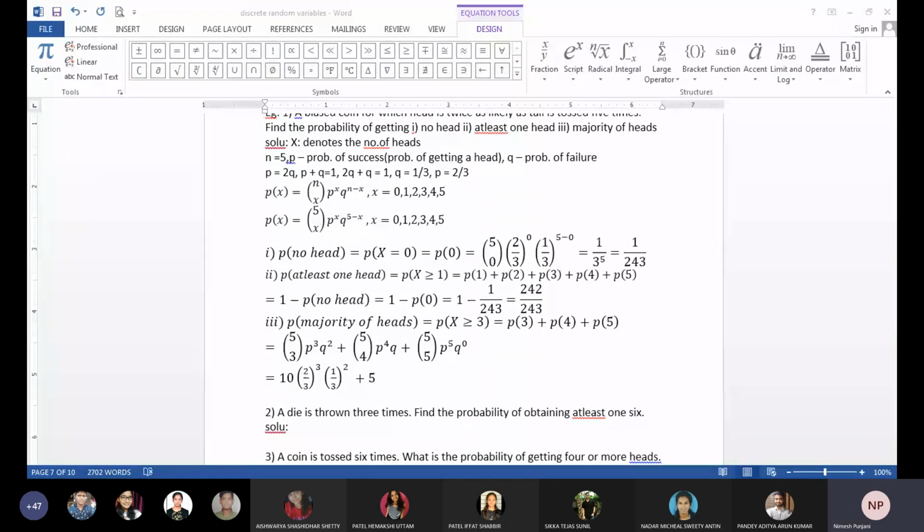Okay, p raised to 4, so (2/3)^4 multiplied by 1/3. What is 5C1? 1. Okay, so (2/3)^5 and q raised to 0 is 1.